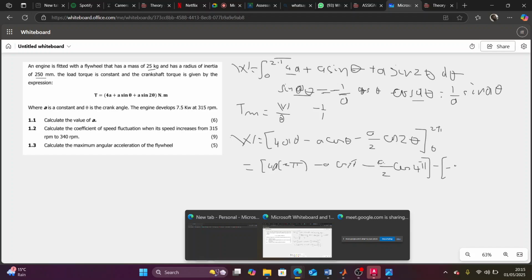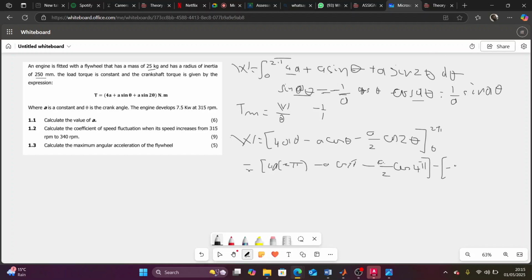Can I ask why the lower limit is 0? We are looking at the complete circle. It starts from 0, it ends at 2 pi. We are simply trying to find the work done of this torque completing a full revolution. What is the first angle when you start? You start reading by 0. What is the biggest angle? 360. That's why we say 0 and 2 pi.